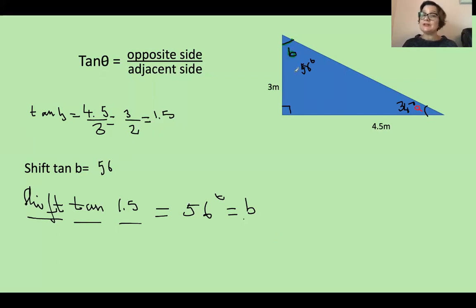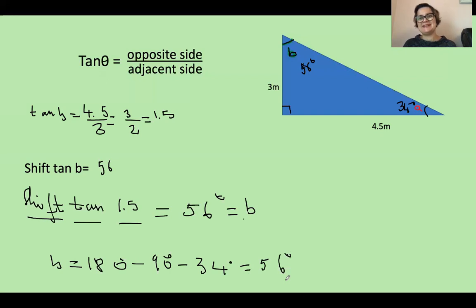But angle B, you could have actually calculated simply by applying the sum of the angles in a right angle triangle. See, B is going to be 180, take away 90 degrees, which is this one here, take away 34, which we found out in our previous slide, and the answer is going to be 56 degrees, just like that. So this is very important when you do trigonometry.